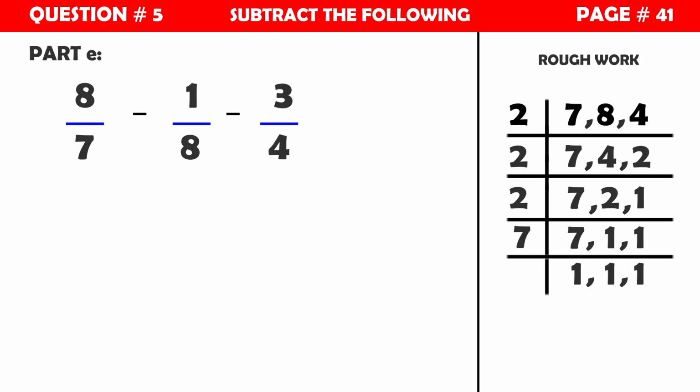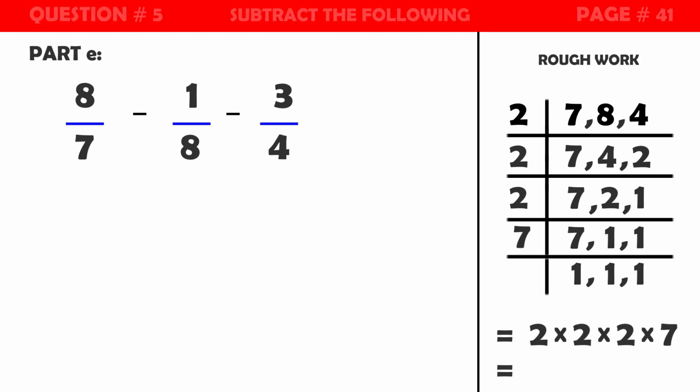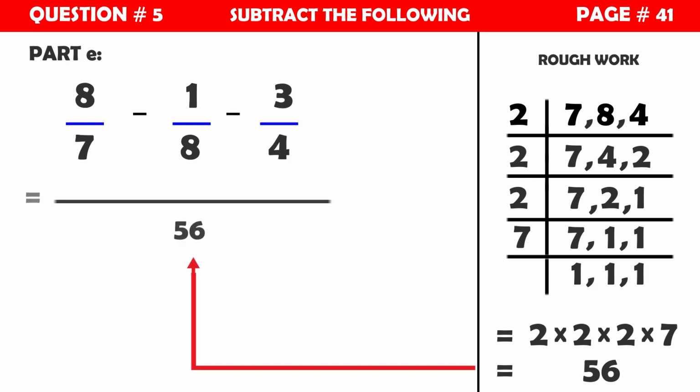Now multiply all the prime factors, that is 2 multiplied by 2 multiplied by 2 multiplied by 7, and we will get 56. This is the LCM. Now we will write the LCM as common denominator and move on to step 2.